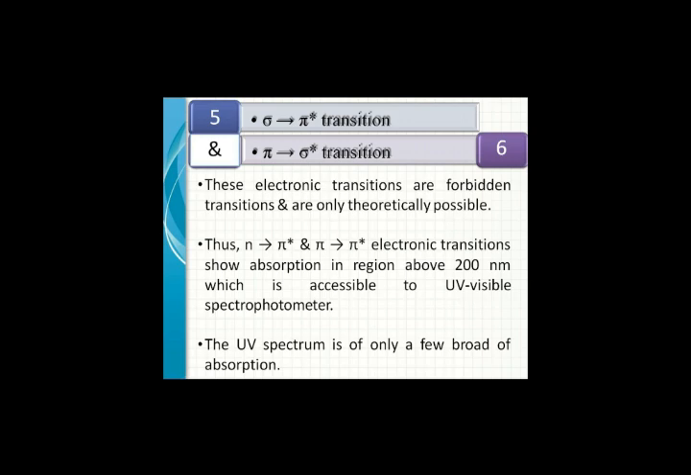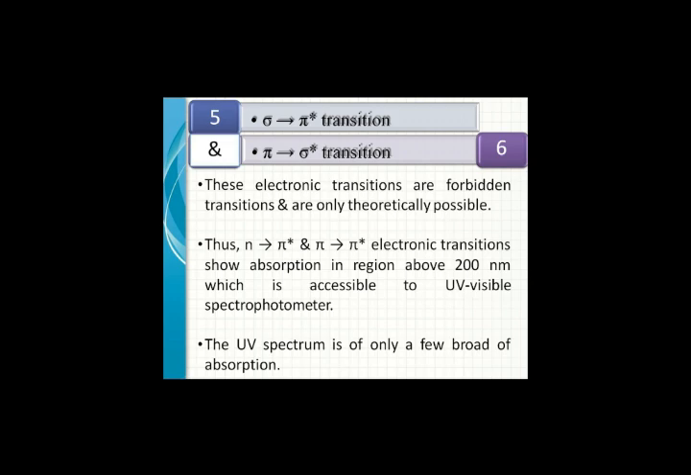These electronic transitions are forbidden transitions and are only theoretically possible. Thus, n to pi star and pi to pi star electronic transitions show absorption in the region above 200 nanometer, which is accessible to the ultraviolet visible spectrophotometer.